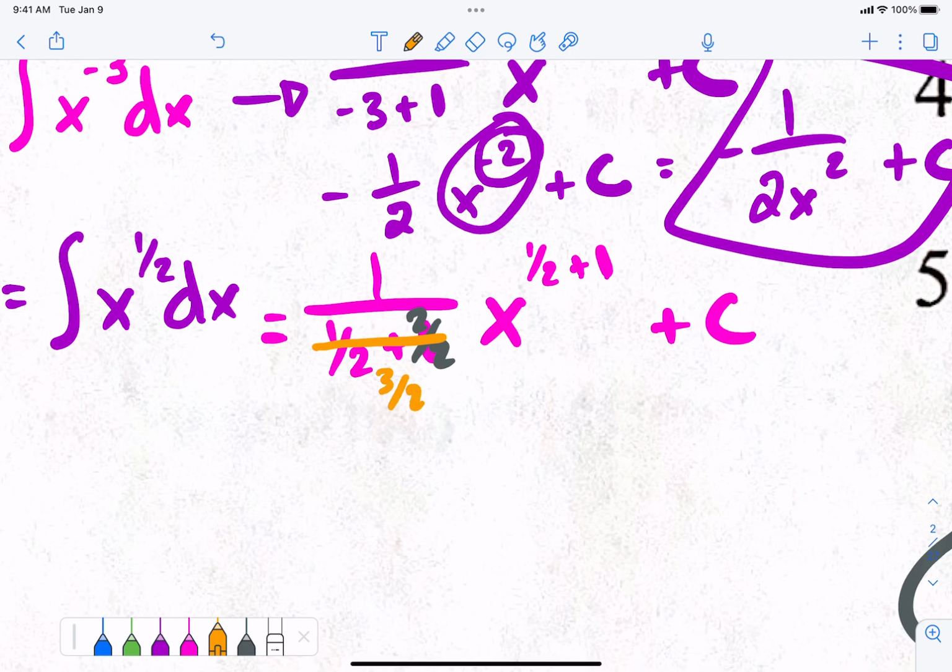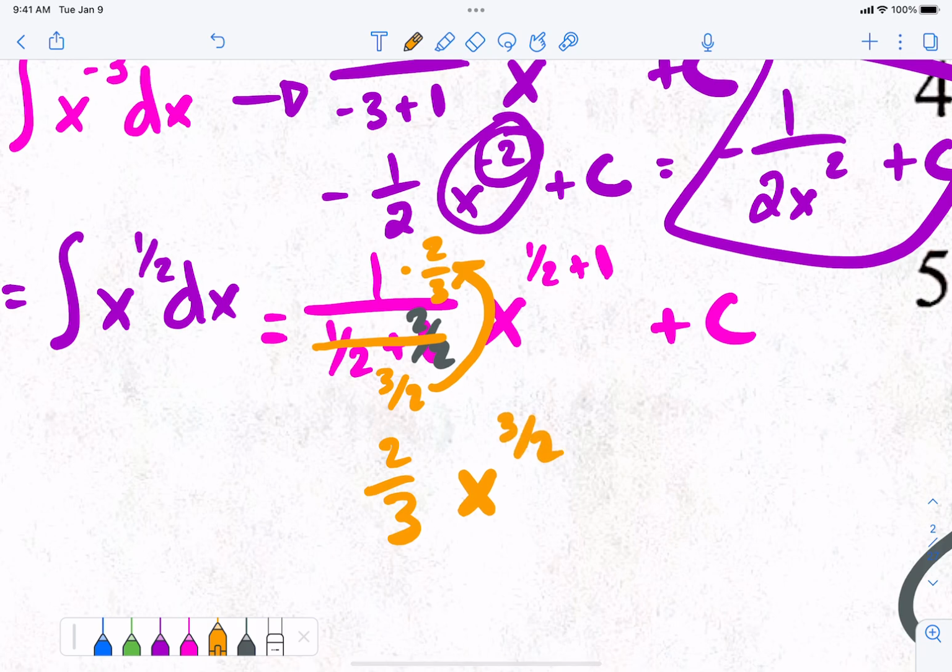What is 1 divided by 3 over 2? Flip it. 1 divided by 3 over 2 is 2/3. Do you see where we get 3 over 2? Now we have 1 over 3 over 2, so we flip it to the top, and then it becomes 1 times 2 over 3, which is just 2 over 3, right? So 1 divided by 3 over 2 is 2 over 3. X to the, what's 1/2 plus 1 again? 3 over 2 power plus c, right?